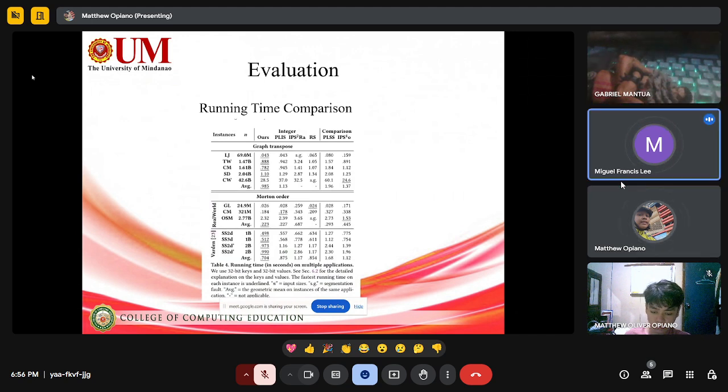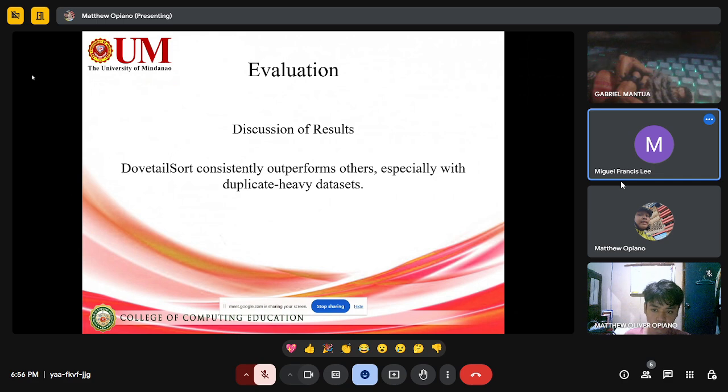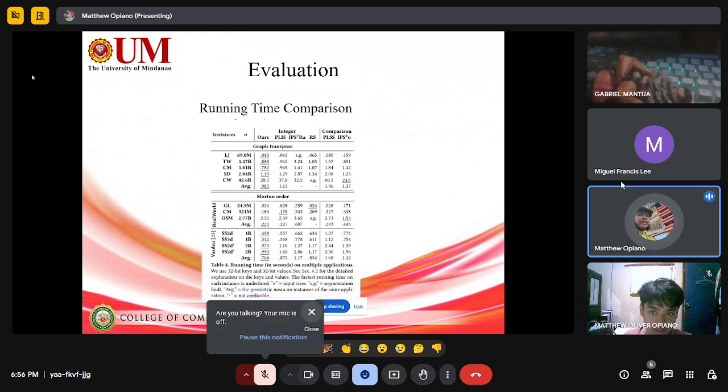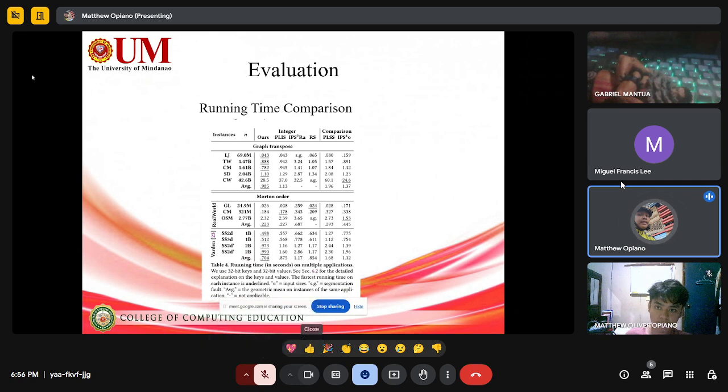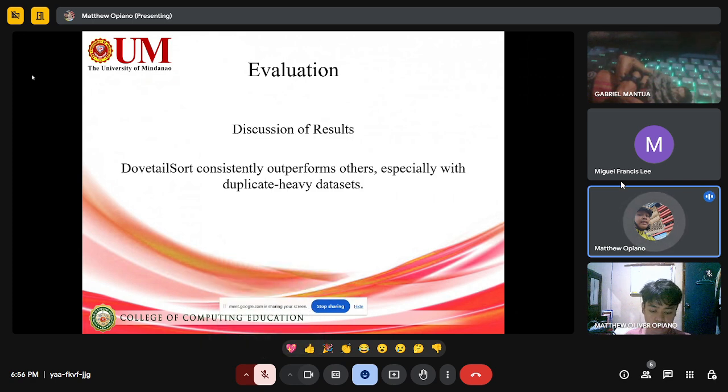Okay, so this was the running time comparison of the graphical representation. So next is the discussion and merging step.